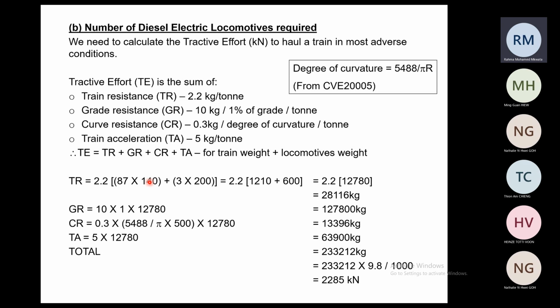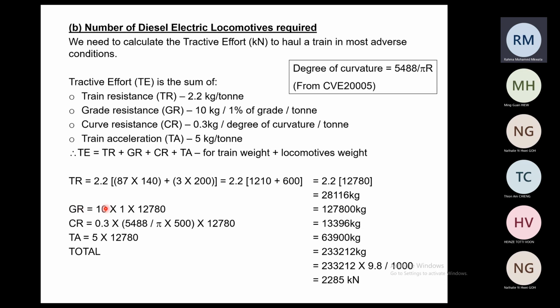Total is 140 plus the number of locomotives. So we assumed 3 locomotives, which is 200 tons per locomotive. If you add all this up, you get about 28,116 kg. That is your train resistance weight.